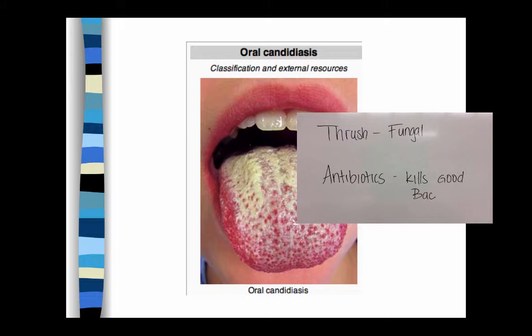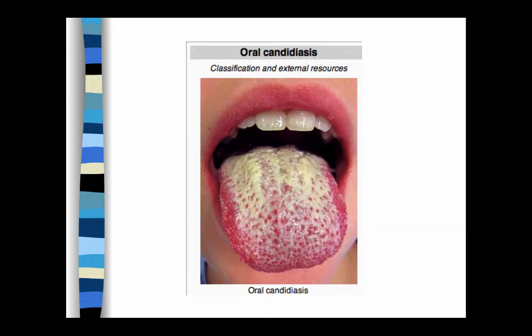And then you try to scrape it off. And then it goes away. But then it comes back. Then you try to scrape it off again. So it goes away. And then it comes back. So you have to go to the doctor. And what they can do is give you an antifungal pill. And it'll just die off. Or you can get some antifungal mouthwash and it'll go away. There.